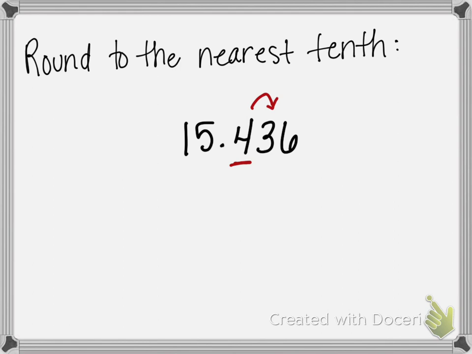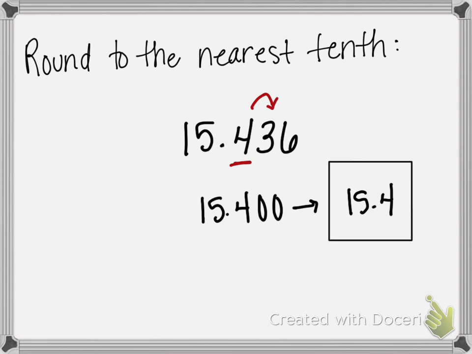So rounded to the nearest tenths place, this number would become what? 15.4. And then 0, 0. Do we have to put the 2 zeros? No. We can just say 15.4, because when you're rounding to the tenths place, the place that you end with would be the tenths place, technically.